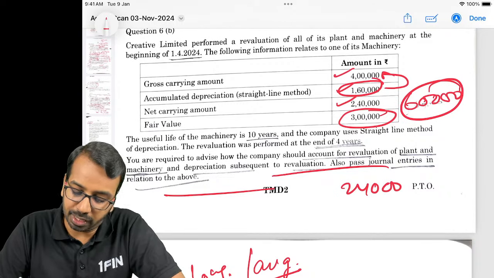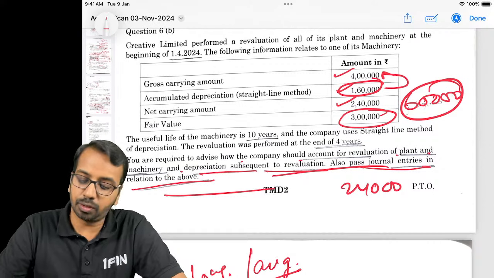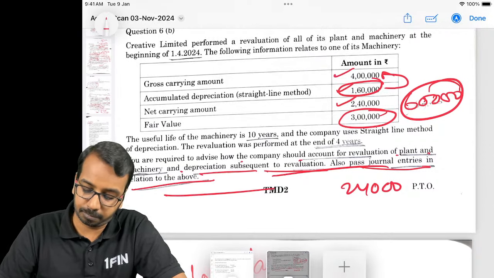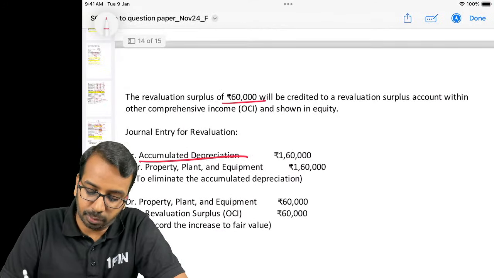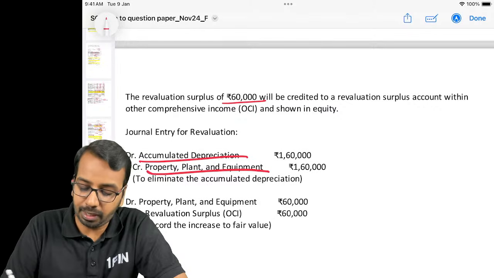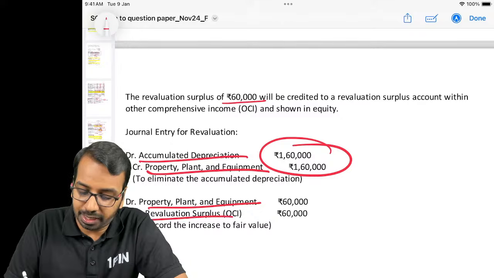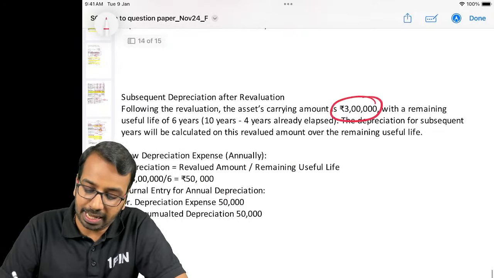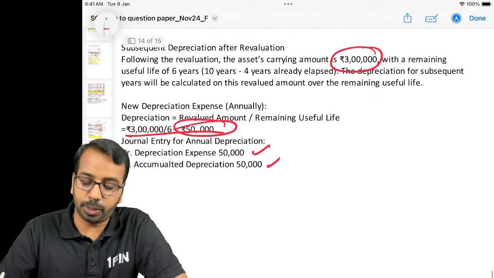Okay. You are required to advise how the company would account for revaluation of plant and machinery and depreciation subsequent to revaluation. Pass journal entries in relation to above. Okay. So first, accumulated depreciation to property, plant and equipment. Okay, so that is the transfer. Then debit property, plant and equipment, credit revaluation surplus 60,000 for revaluation. Subsequent to that, 3 lakhs divided by 6, 50,000 is the annual depreciation with the following entry.